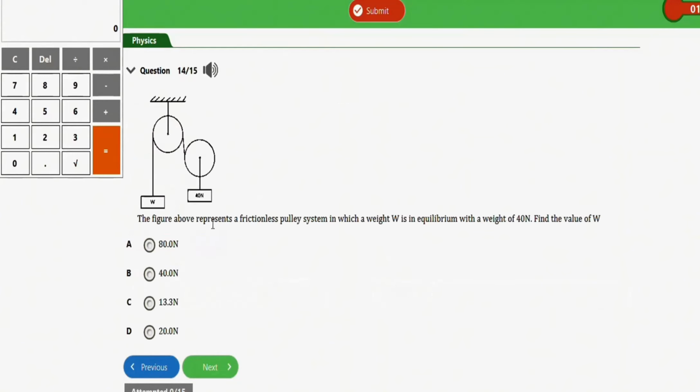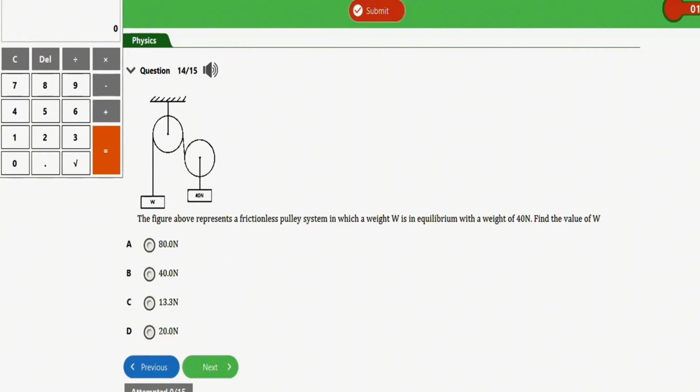It says the figure above represents a frictionless pulley system in which a weight W is in equilibrium with a weight of 40 Newton. Find the value of W. So for this question, to find the value of W, which is this side of this pulley system we have here, all you need to do is to multiply the 40 Newton we already have by 2. So when you multiply by 2, you're going to have 80 Newton. That will be the value for this W here, 80 Newton. Okay, so that's it for this question.